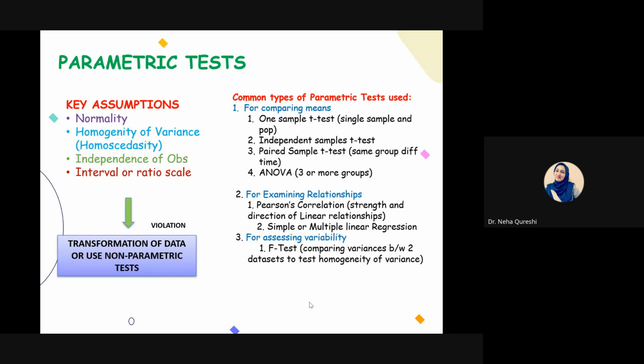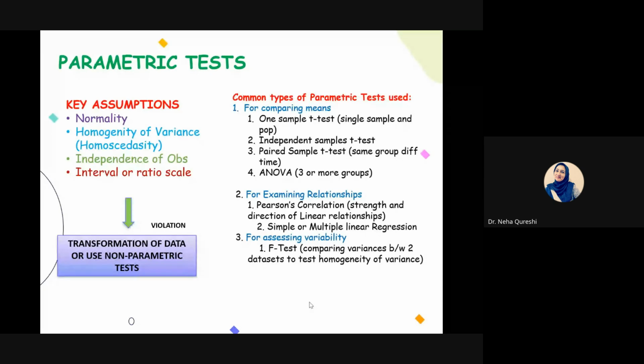Then homogeneity of variance. What does homogeneity of variance mean? In simple layman language, in a data set you have a dependent variable and a set of independent variables. The variance in that dependent variable, that means the dispersion of that data, has to be the same across all the independent variables in the model. This is the simple meaning of homogeneity of variances. That is why by using the F-test or ANOVA, we try to measure the homogeneity of variances.